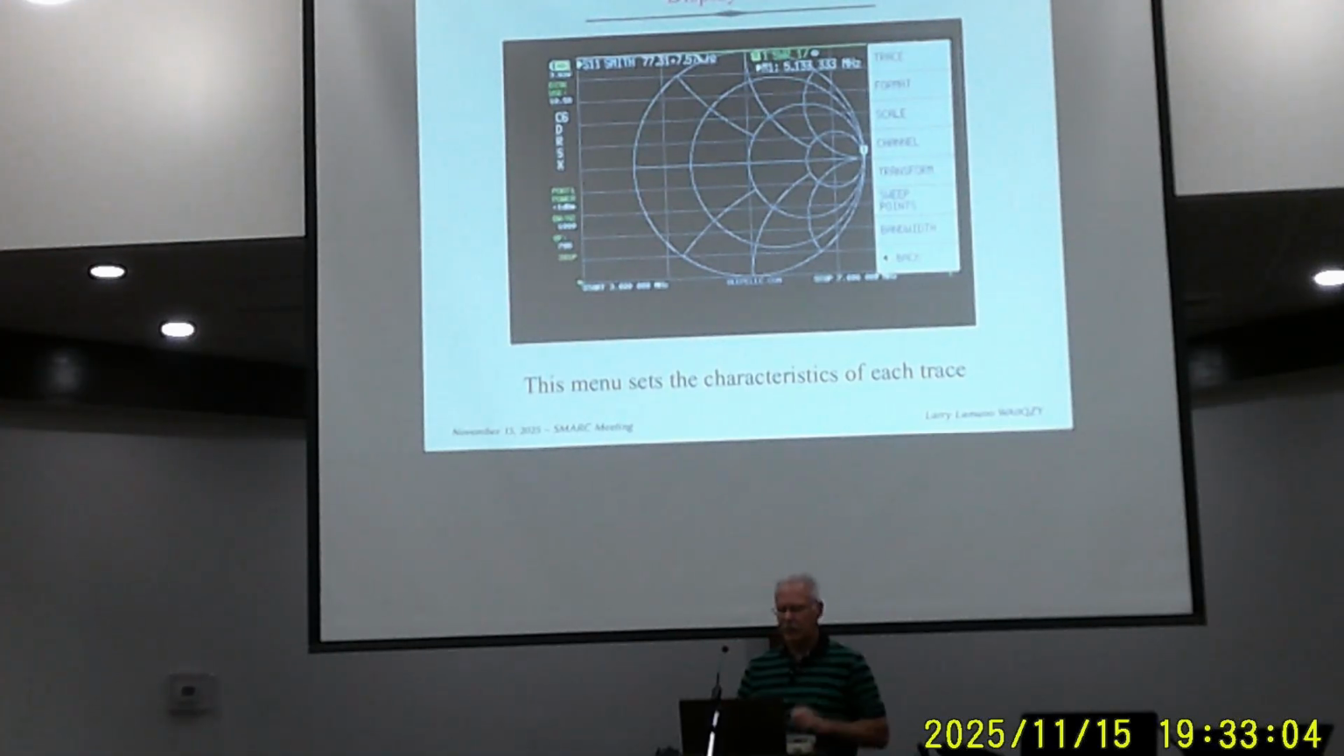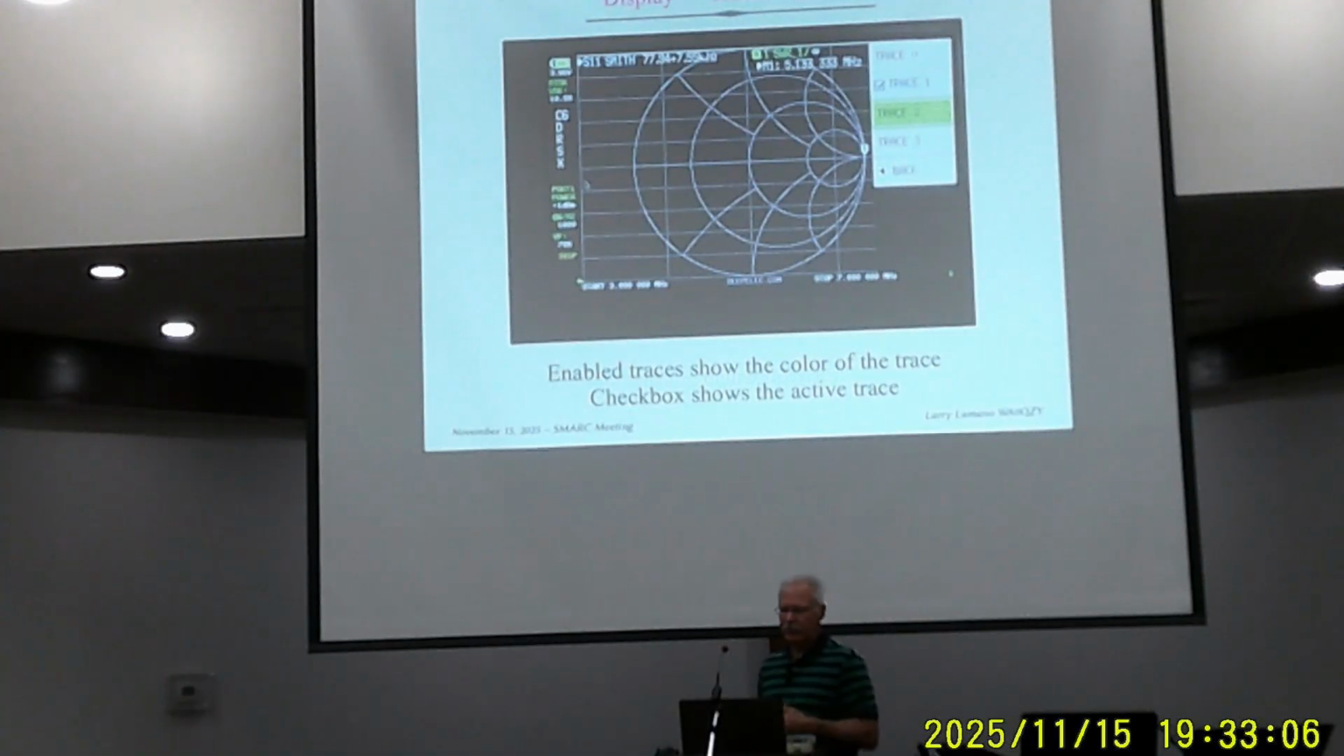So I hit trace. Now in the trace menu, you see trace 0 through 3. The way he has this, if it's a white background, that trace isn't enabled. You won't see that on the screen.